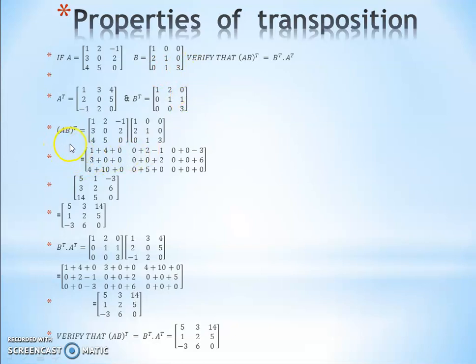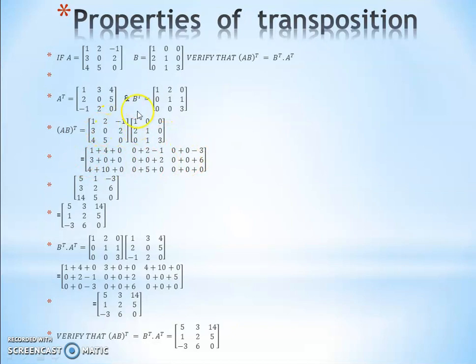Now we have to take (AB) transpose, using row-with-column multiplication. For this, AB is what? First row, first column: 1 into 1 is 1, 2 into 2 is 4, -1 into 0 is 0. First row, second column: 1 into 0 is 0, 2 into 1 is 2, -1 into 1 is -1. First row, last column: 1 into 0 is 0, 2 into 0 is 0, -1 into 3 is -3.